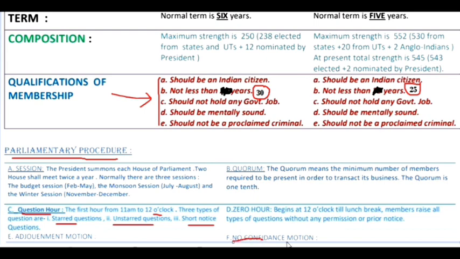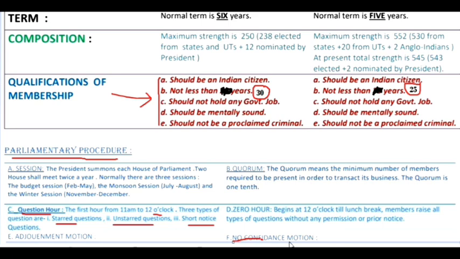And the next one is very important, no confidence motion. A no confidence motion is a proposal expressing lack of confidence in the ministry. The Council of Ministers is collectively responsible to the entire Lok Sabha, including the members of the opposition. No confidence in the government is moved by the opposition parties.